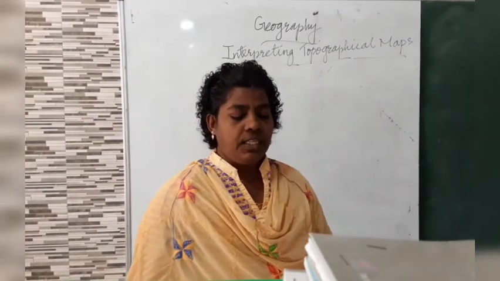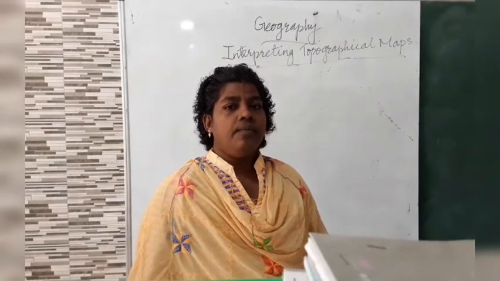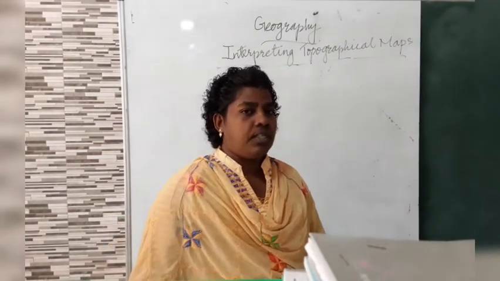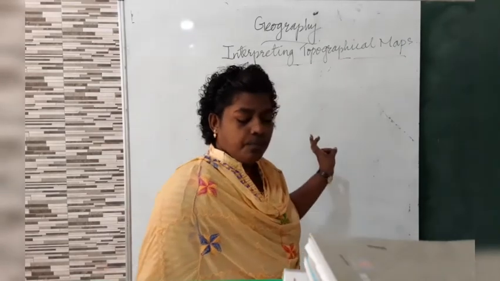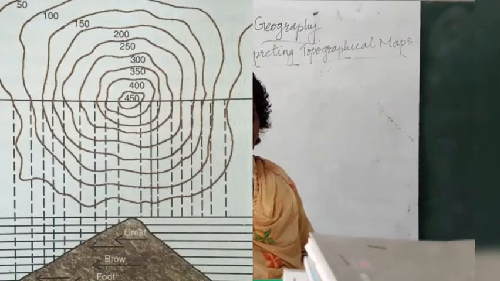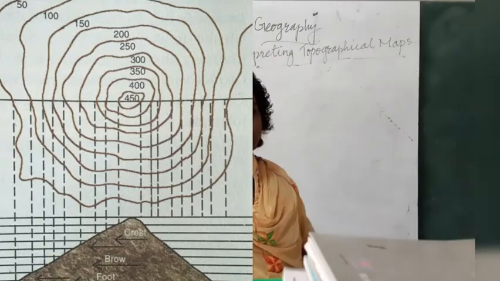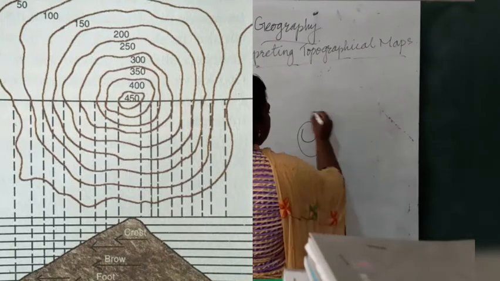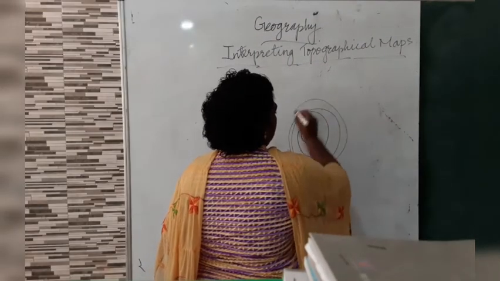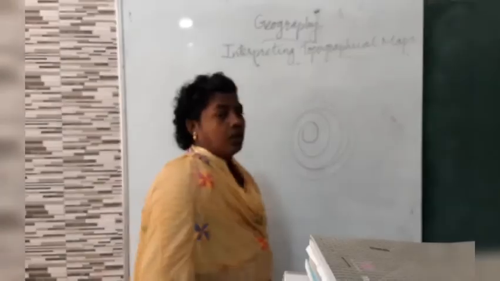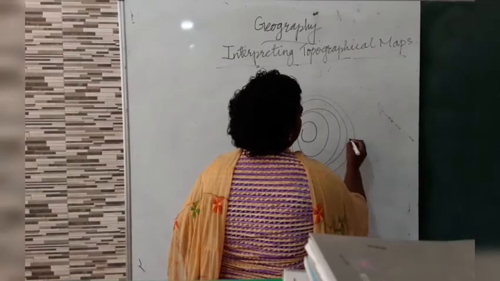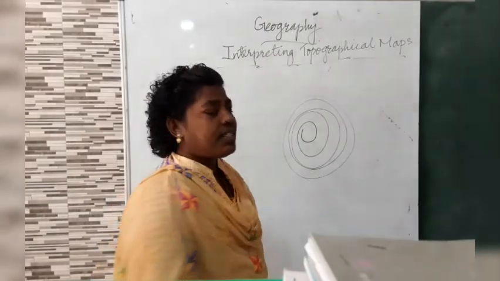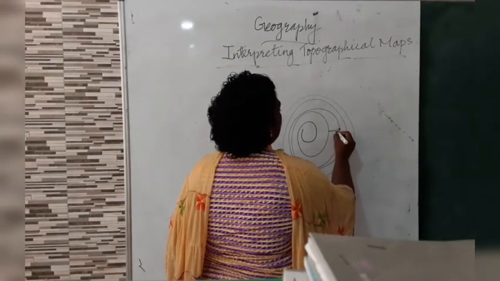This is your E3 question. The same answer is there in page number 22 in the box. So what is contour interval? Contour interval is the difference between two adjacent contour lines. And the horizontal equivalent is the distance between the two contour lines.